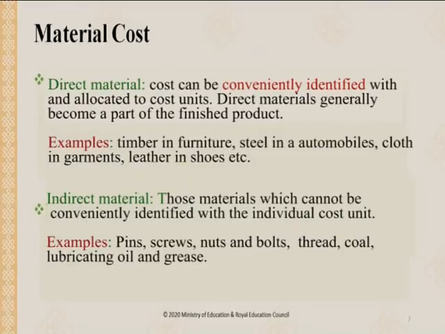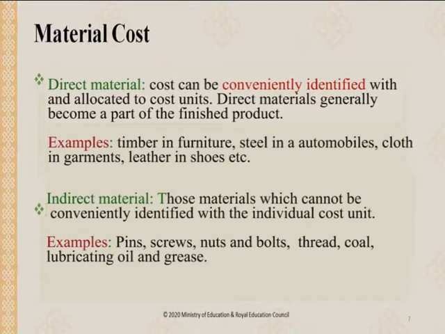I have given the detail of what I have explained earlier, or what we have looked at a few minutes ago. Direct material cost can be conveniently identified with and allocated to a cost unit, and direct material generally becomes a part of the finished product. Which means the direct material has to be a part of the finished product. So therefore it is called direct. Examples we have are timber in furniture, steel in automobiles, cloth in garments, leather in shoes and so on. So these become an integral or main part of the finished product. So therefore they are to be considered as direct material.